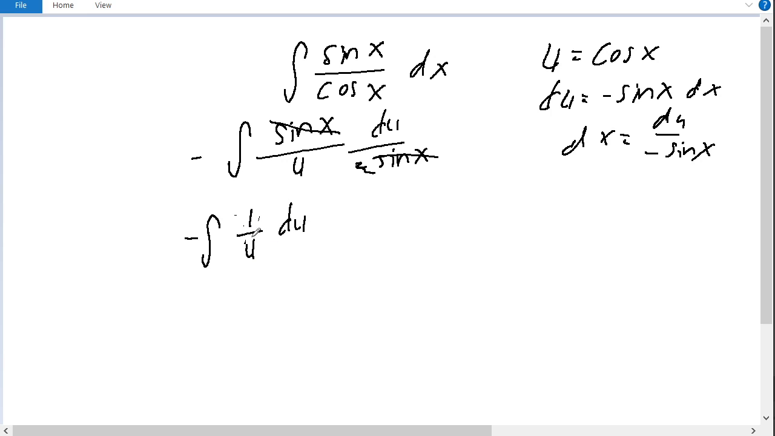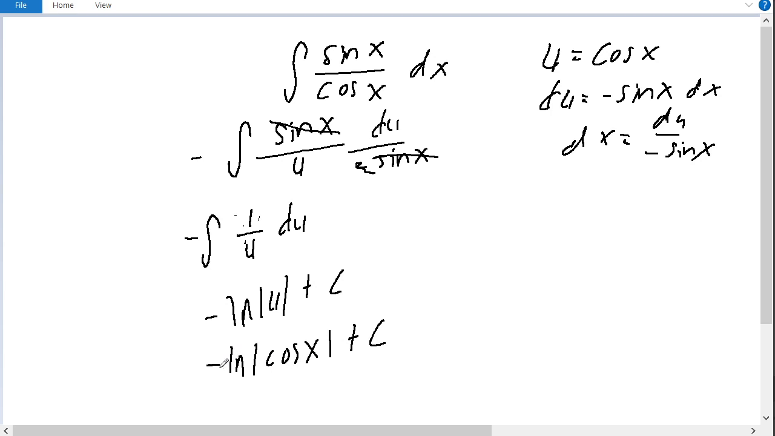And now what do we know? Well, we know that if we ever have 1 over some variable and we're trying to integrate it, that's the same thing as just having ln of u. And of course we need our plus c because we're taking an indefinite integral. And now in our last step, well, we know what u is, so we just have to plug it in. Negative ln of cosine of x plus c.